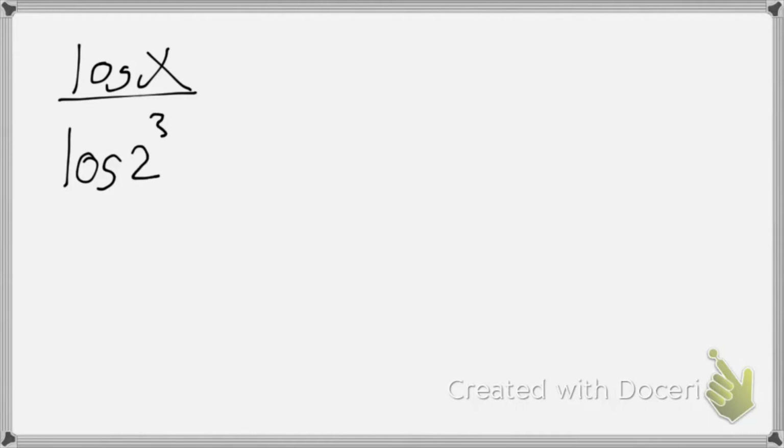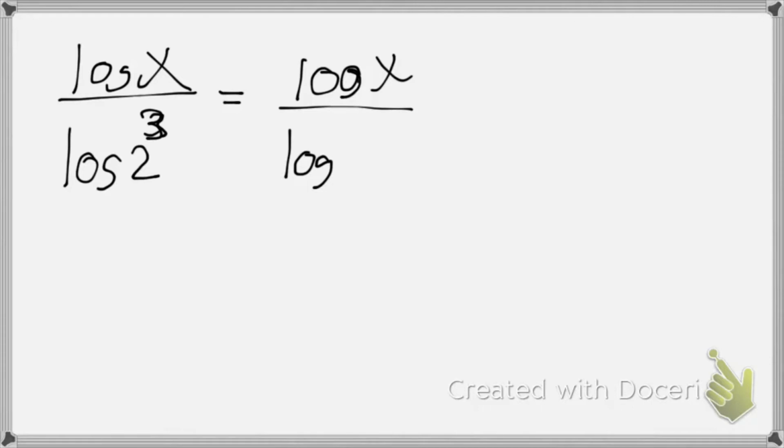So let's rewrite that with the new information we have. It was log of x over log base 10 of 2 to the power of 3, which equals log x divided by log base 10 of 2 to the power of 4.